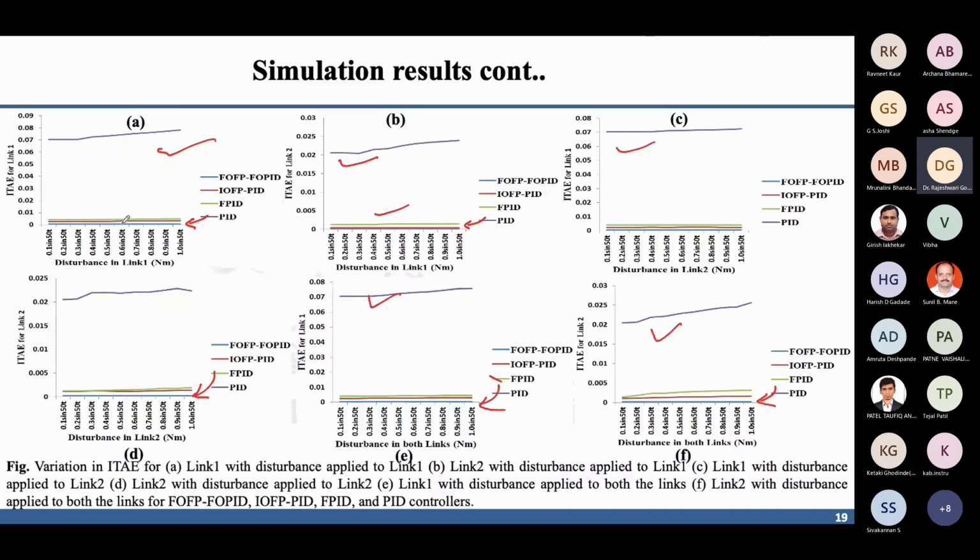So first we applied a disturbance at link 1, then link 2, and then both links likewise. We observed what the changes were in link 1, what the changes were in link 2, and similarly, when we apply the disturbance at link 2, what changed in link 2 as well as link 1. Such type of stuff we are doing in the simulation study, in the robustness part.